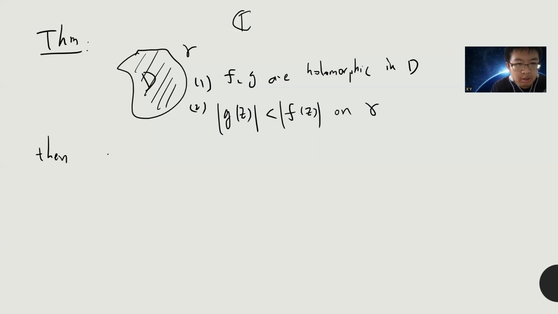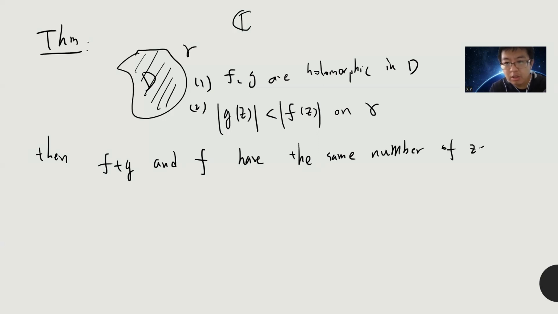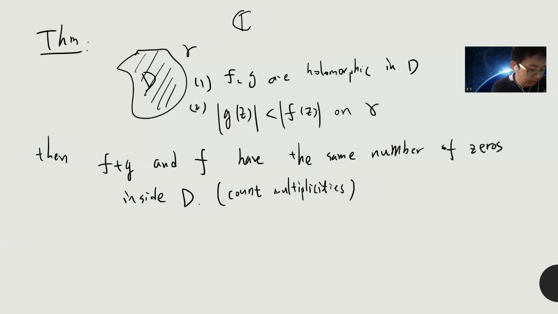Then f plus g and f have the same number of zeros inside. You need to count the multiplicity. So this is the theorem, and the proof uses the so-called argument principle. If you don't know what the argument principle is, you can check out my other videos, but I will directly use it.